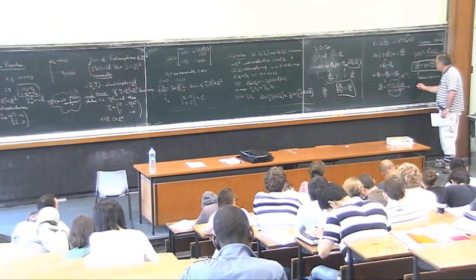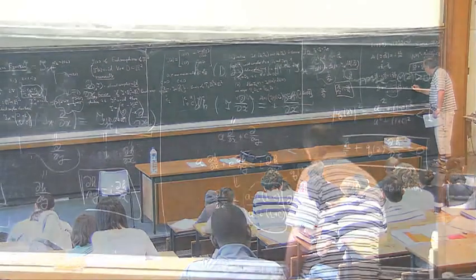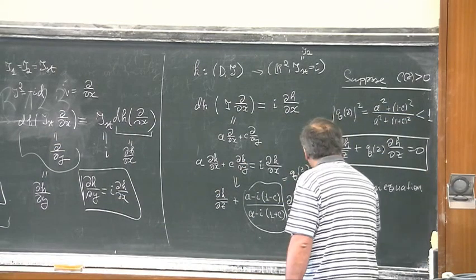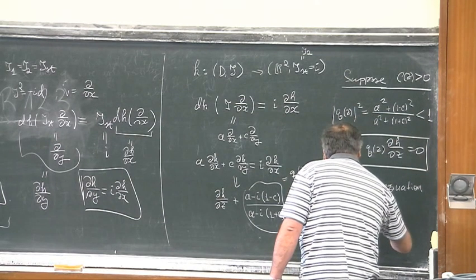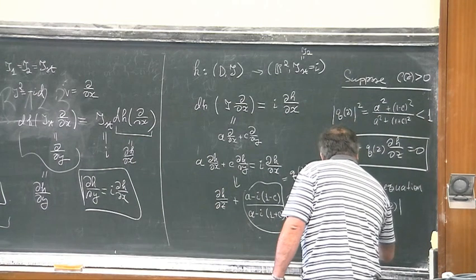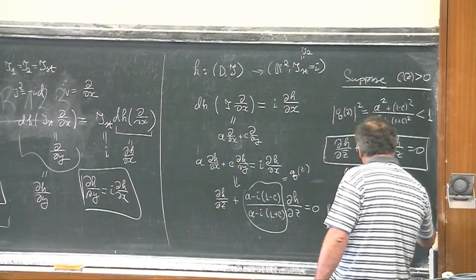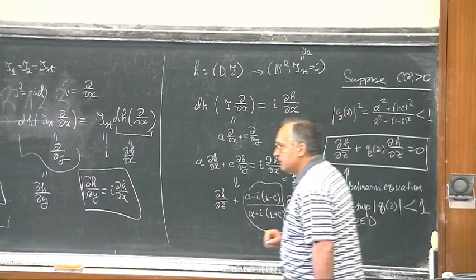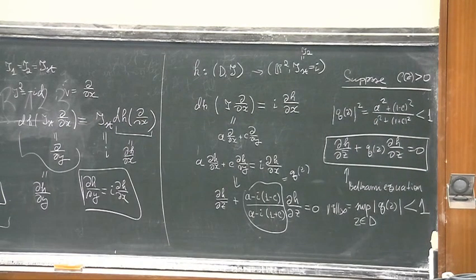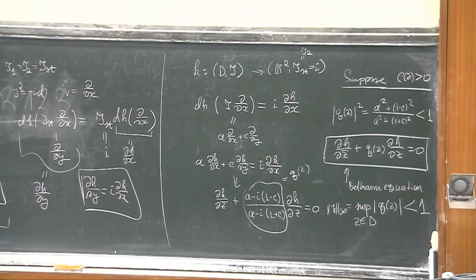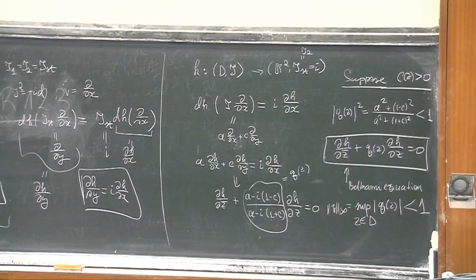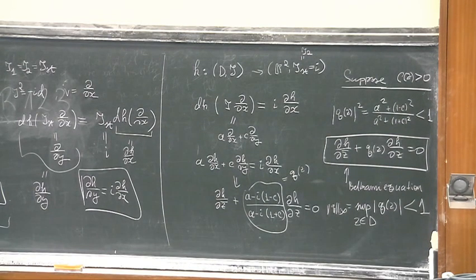Now we shall suppose that the sup norm of Q in D is less than 1. This will be our assumption. And under this assumption, we are going to prove that our domain is biholomorphic to a domain with a standard complex structure.